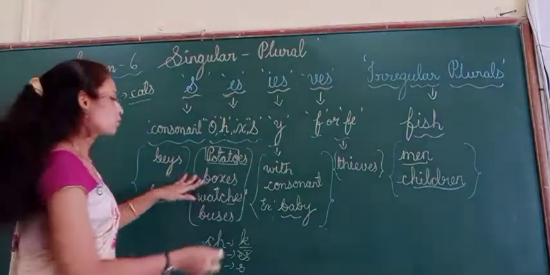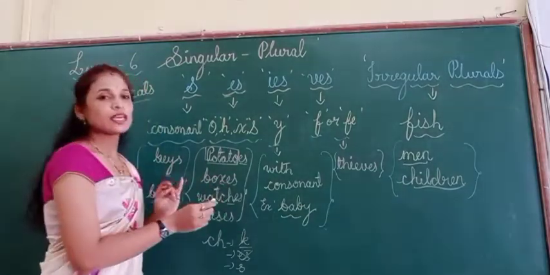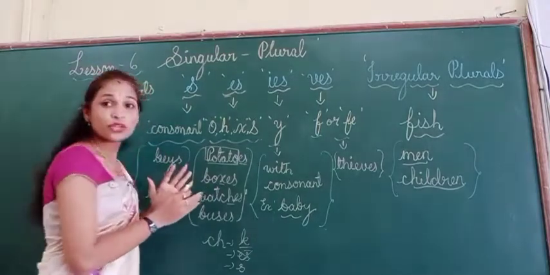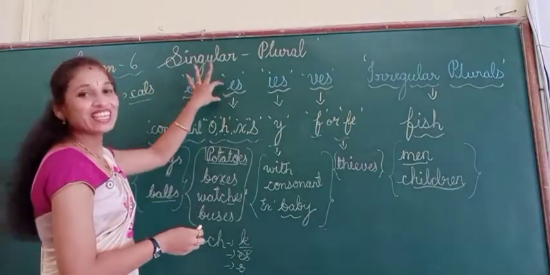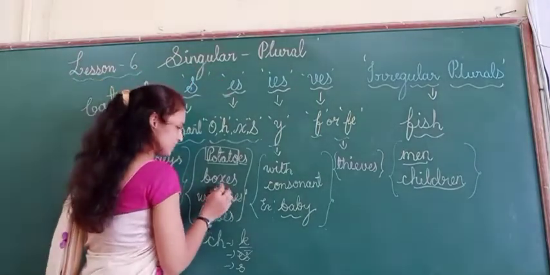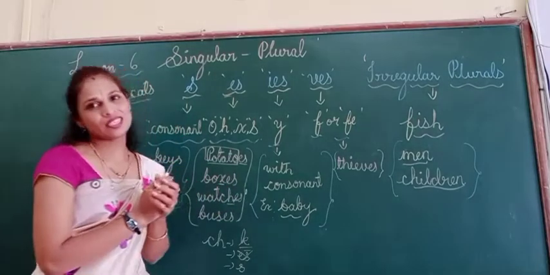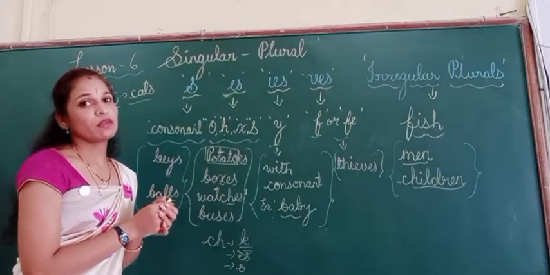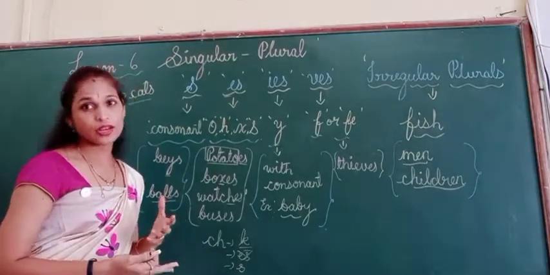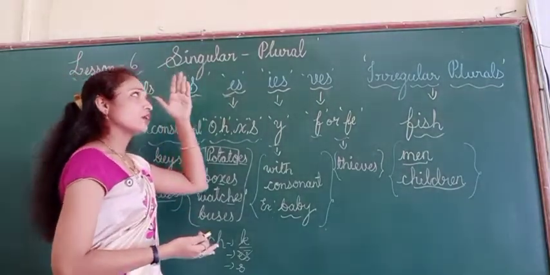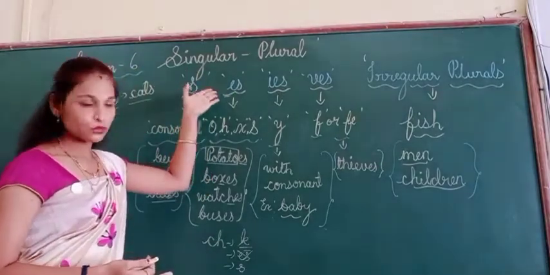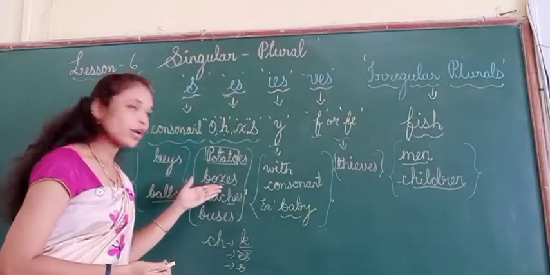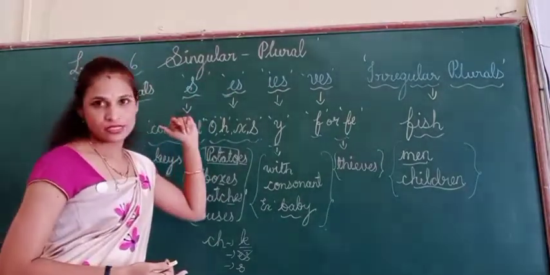Box. What is the last letter of box? Exactly, it's X. What am I going to add for this? ES. Box-S, how does it sound? If I add only S, boxes, it will become. And the pronunciation is also not correct. As per this grammar rule, for X we have to add ES.